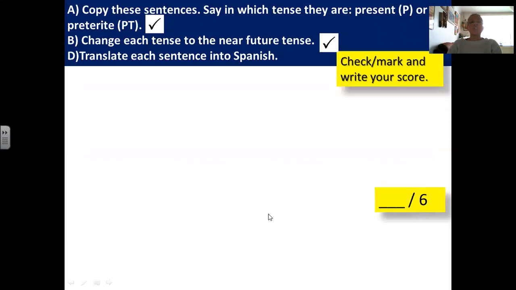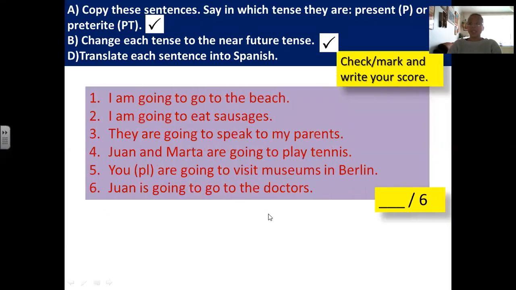And then I asked you to translate each of the sentences, okay? Once you have marked it. So here is the translation for all the sentences in the near future tense. Please, again, check, mark, and write down your scores. So possibly at this moment in the video, many of you have gotten up to here, or maybe not, okay? Just keep going. If the 40 minutes has arrived, you stop, okay?